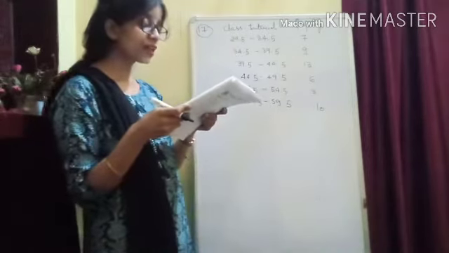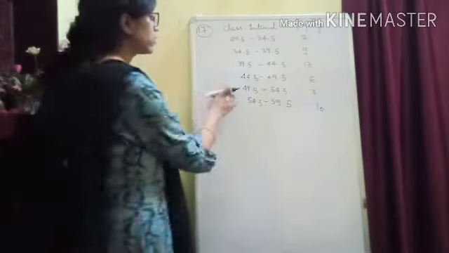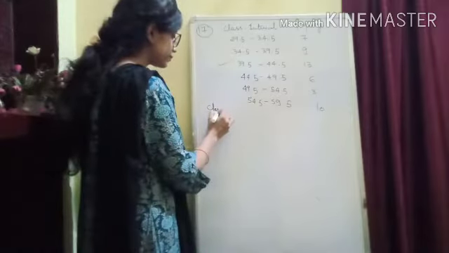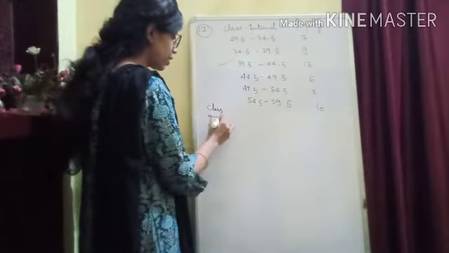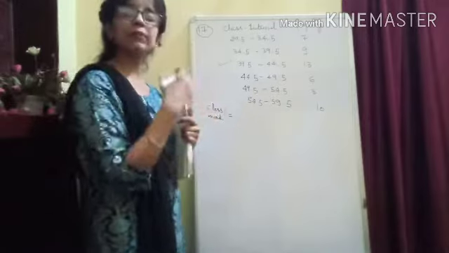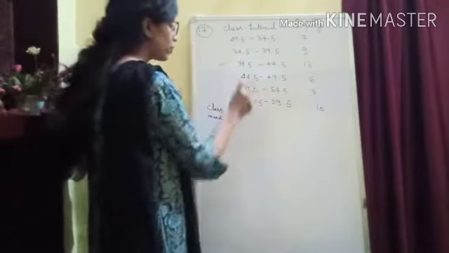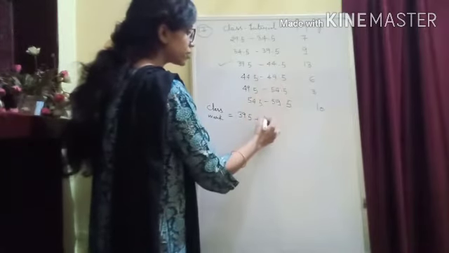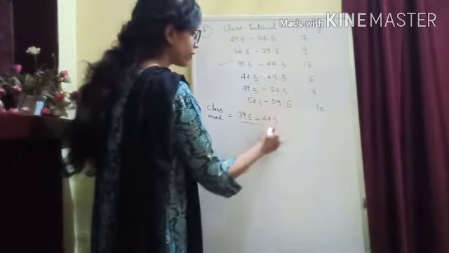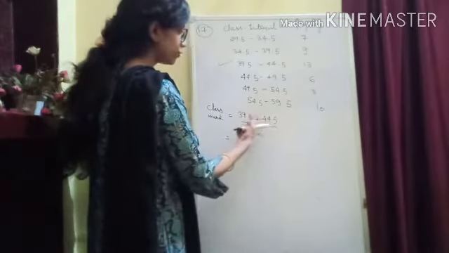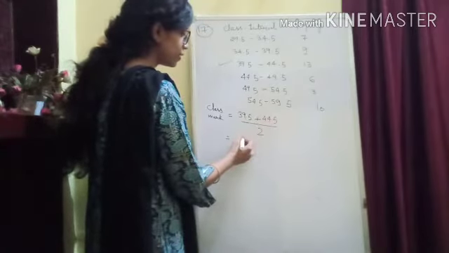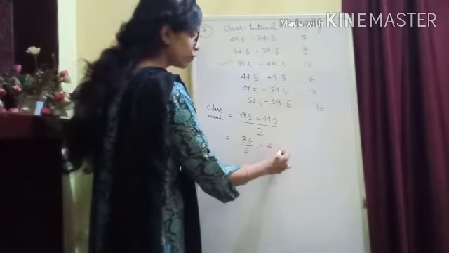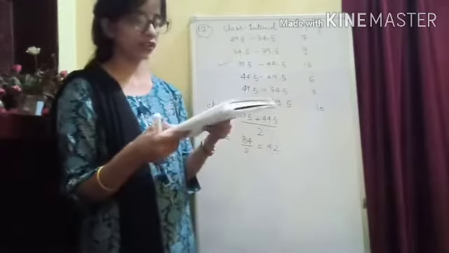Third one, the class mark of the third class interval. The third class interval is this. How to calculate the class mark? Class mark is the lower limit plus the upper limit divided by 2. Lower limit is 39.5 plus upper limit 44.5, divided by 2. So this will be 84 divided by 2, and this will give you 42. So the class mark is coming 42.